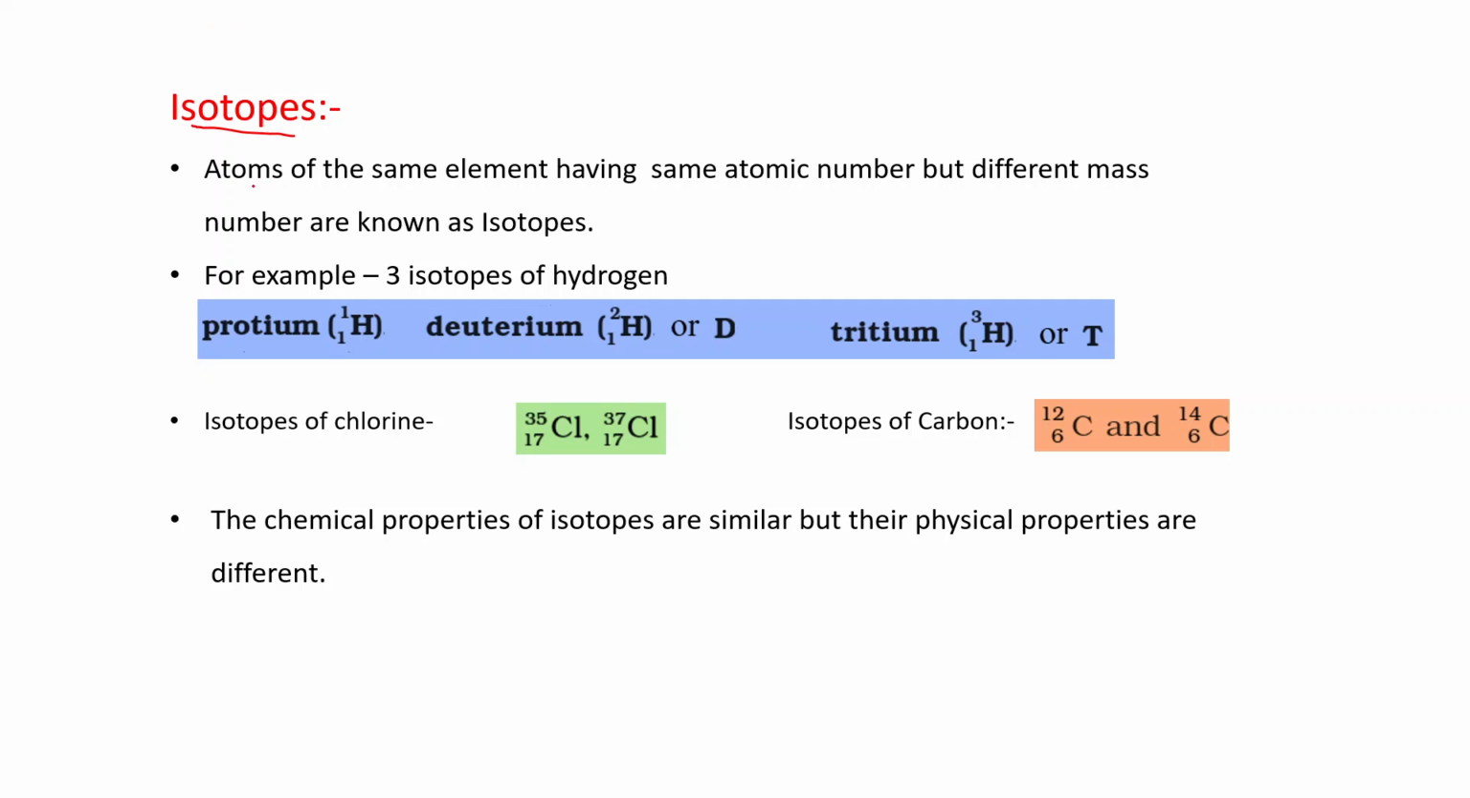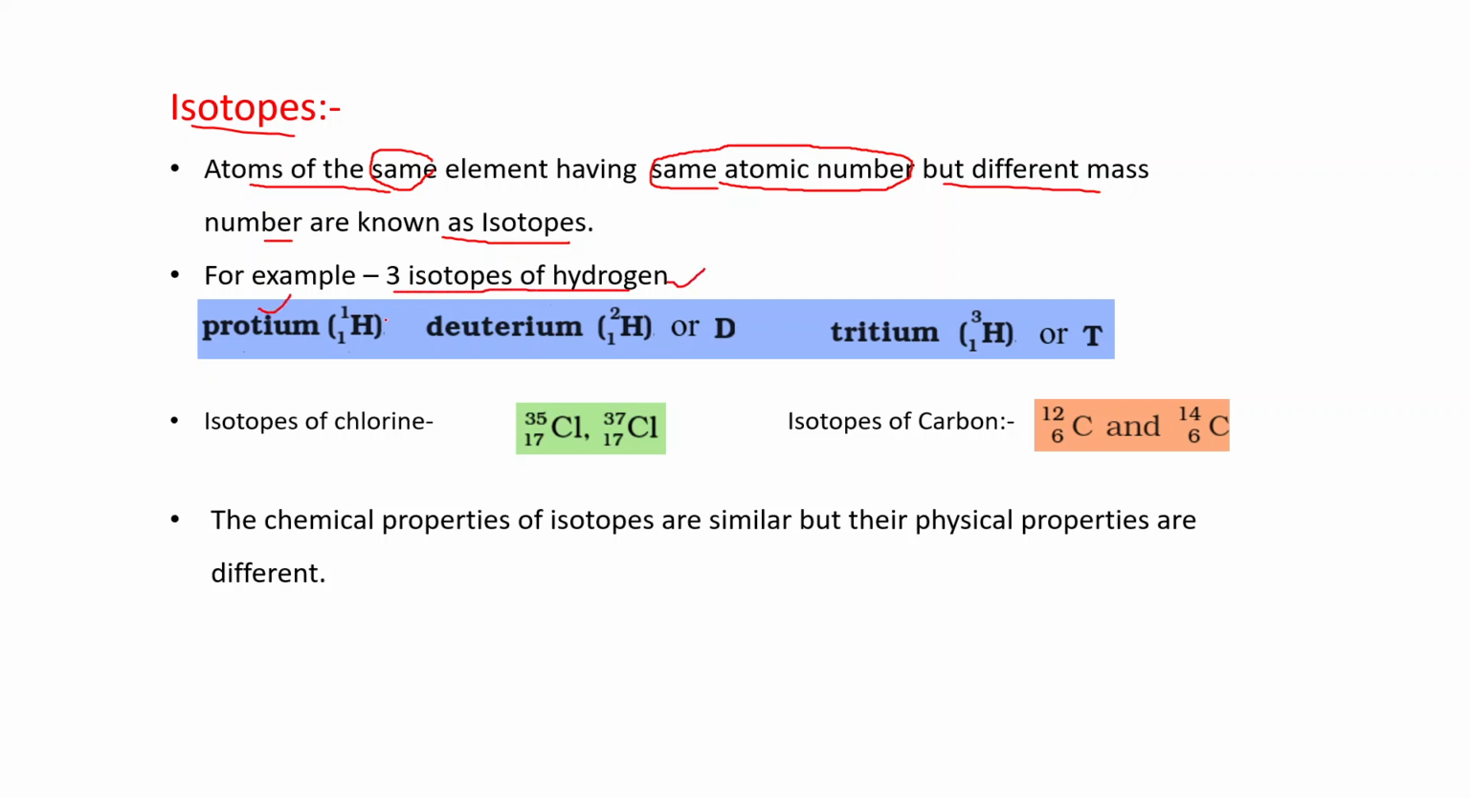Isotopes. Atoms of the same element. When the element is the same, definitely the atomic number is also the same. Atoms of the same element having the same atomic number but different mass numbers are known as isotopes. For example, 3 isotopes of hydrogen.